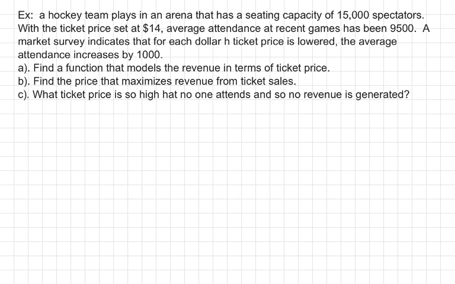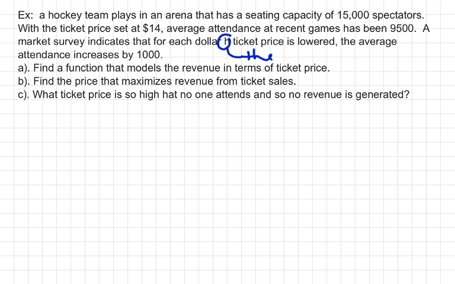A hockey team plays in an arena that has a seating capacity of 15,000 spectators. With the ticket price set at $14, average attendance at recent games has been 9,500 people. A market survey indicates that for each dollar the ticket price is lowered, the average attendance increases by 1,000. This should say the.